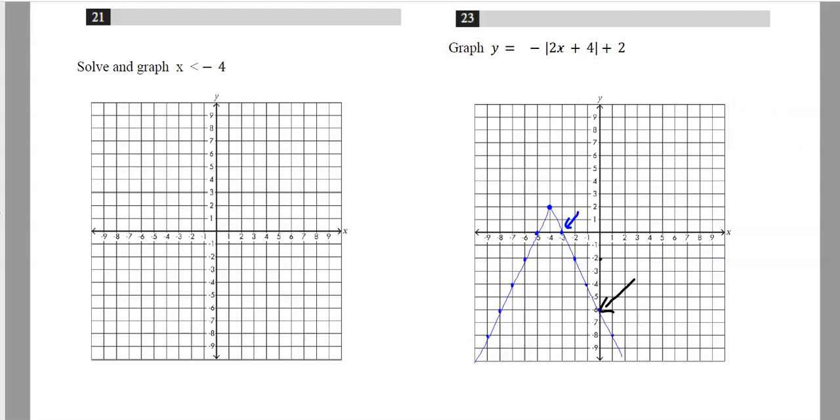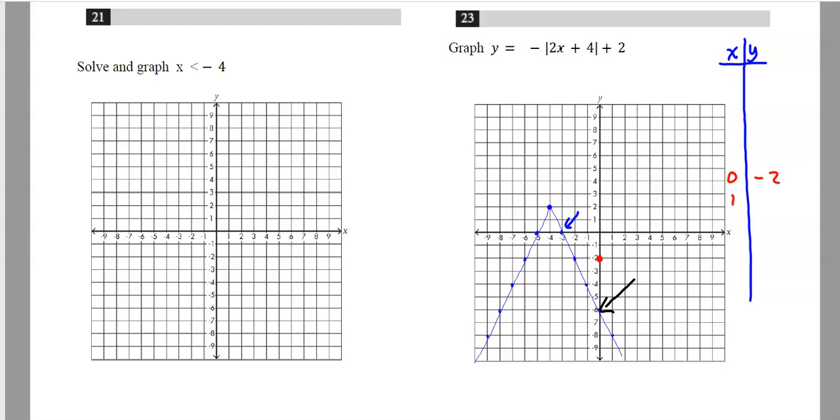So when I'm in a pinch, I'm going back to just the tried and true. I'm going to just stick some numbers in, see what happens. I'm going to do this in red. So I'm going to stick 0 in. 2 times 0 is 0. Absolute value of 4 is 4. -4 plus 2 is -2. So it's telling me I should have been here.